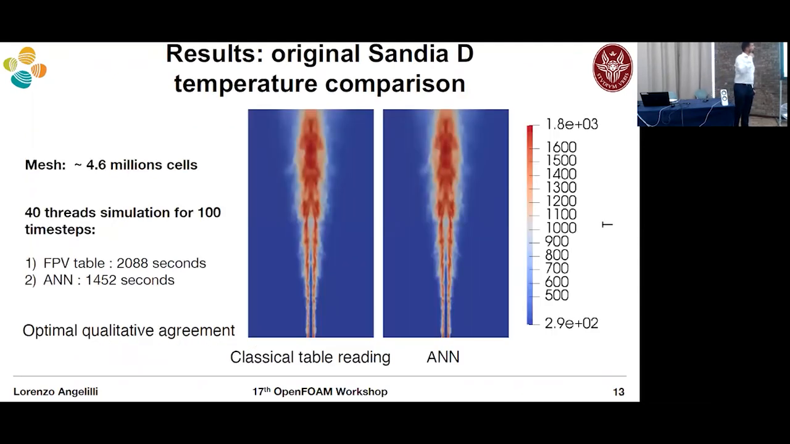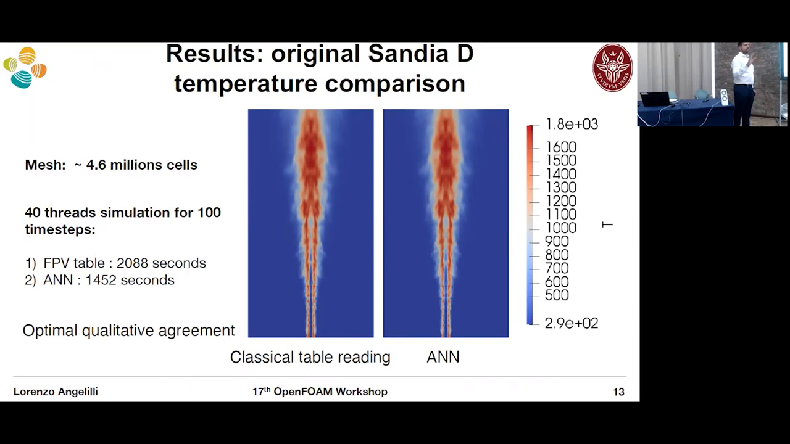So now we want to go toward a real case. So we increase drastically the number of cells. We go to 40.6 million, and we perform the simulation with the traditional table reading, and we use this quasi-steady state simulation with the ANN model to check how it goes.